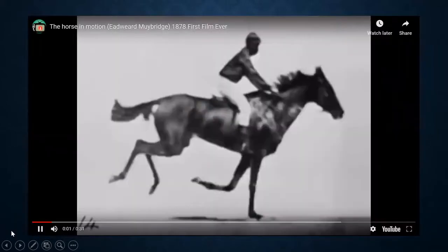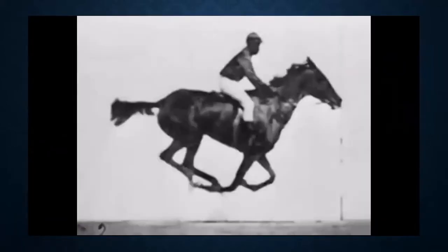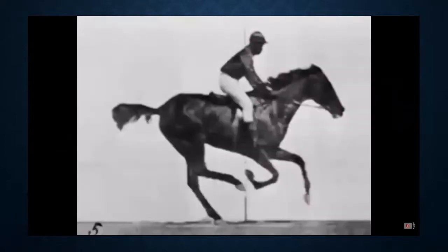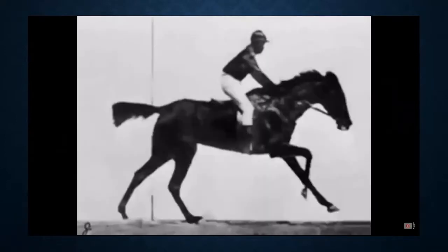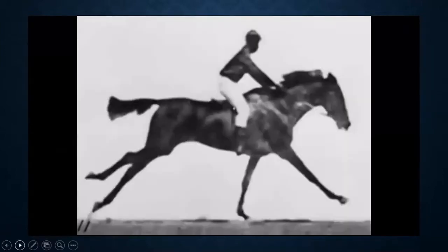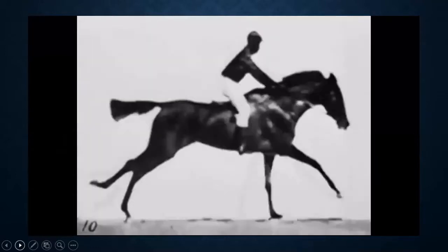Here's what he created that showed these horses in action. It is silent, you can't hear it, but look at how he manages to put these photographs together in a way to make it look like the horse is actually moving. This was really important at the time because no one had ever done anything like this.